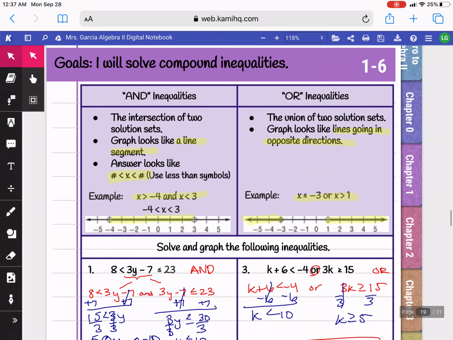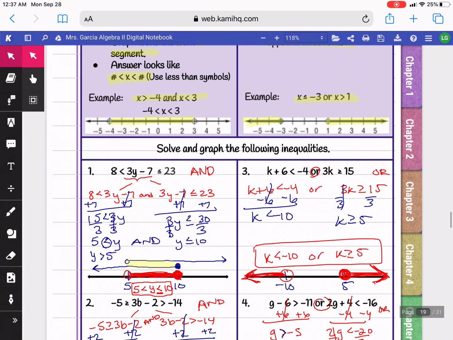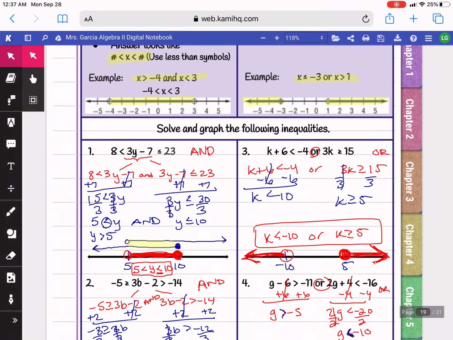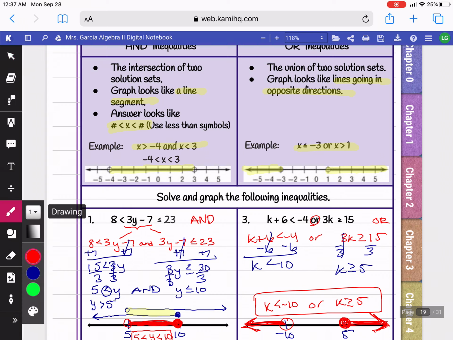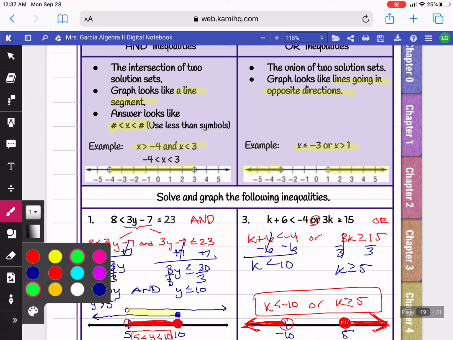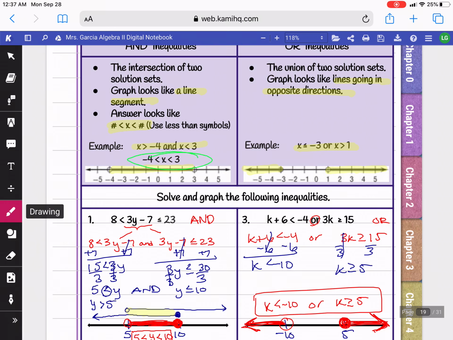When you're doing an or inequality, you're graphing them on the number line right away. They'll look like two lines going in opposite directions. And then when you write your final answer, you use the word or. For and, it's very important that when you write your final answer, you put it back together using the less than symbols. So like what we did right here. Instead of leaving it greater than -4 and less than 3, we change it to -4 is less than x is less than 3. That means that x can be any of the numbers between -4 and 3.